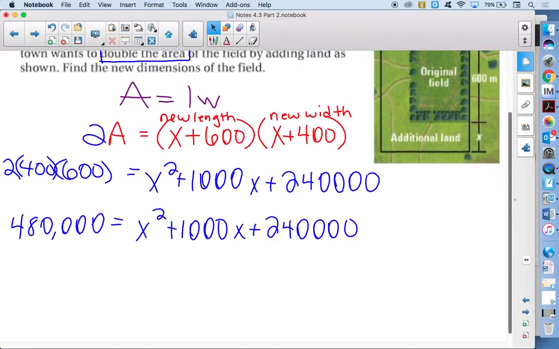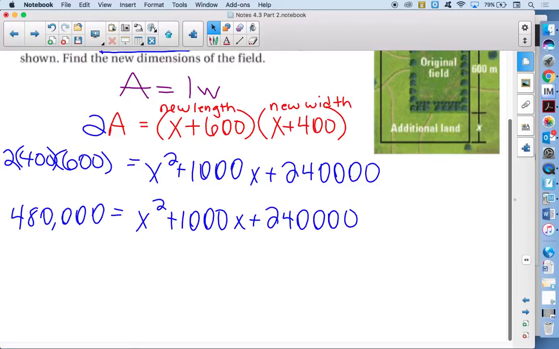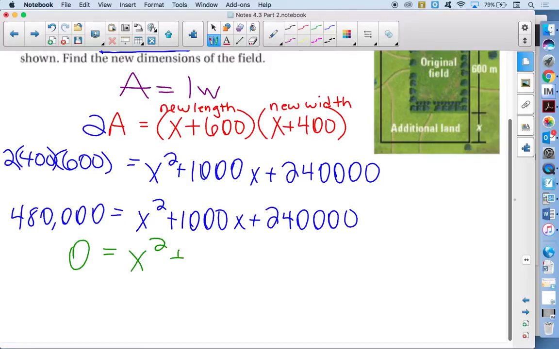All right, so the goal is to find x. X would be that new amount in meters that we're adding to the length and we're adding to the width. How would I use this equation to find that x value? Virginia? I made it equal to 0 by 0 equals x squared plus 1000x minus 240,000.